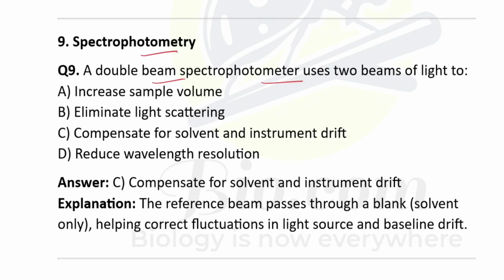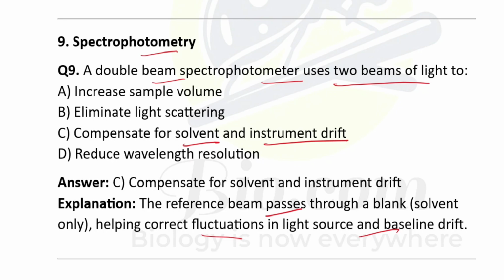Spectrophotometry. A double beam spectrophotometer uses two beams of light. So why it uses two beams of light? To compensate for solvent and instrument drift. The reference beam passes through a blank, helping correct fluctuation in the light source and baseline drift. So in double beam spectrophotometer, we use two beams of light. So what is double beam spectrophotometer?